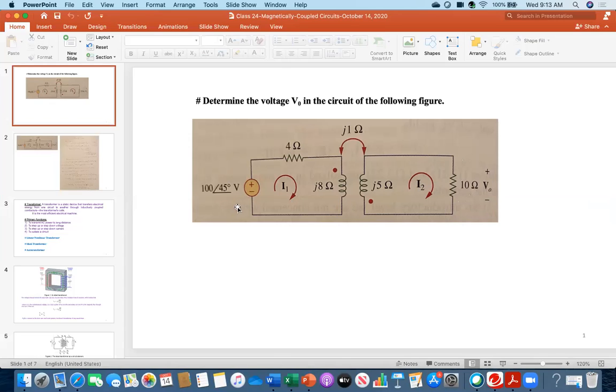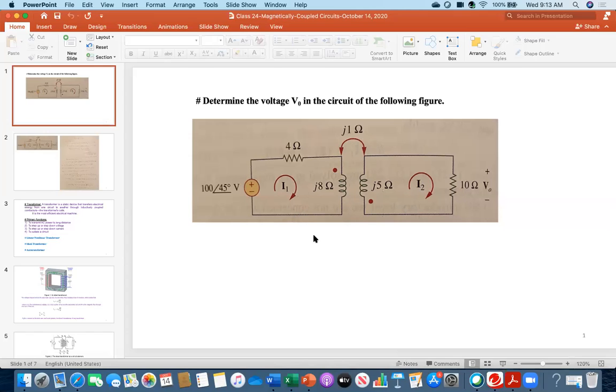Now here there is a voltage source and this is 4 ohm, j8. These are already given in the phasor domain or frequency domain. And this is the mutual inductance, j1 ohm, although this is called the mutual reactance because it is given in terms of ohm. Then this is j5 and this is 10. These are the dotted points. Here is the dot and here is the dot. And this is the given direction for I1.